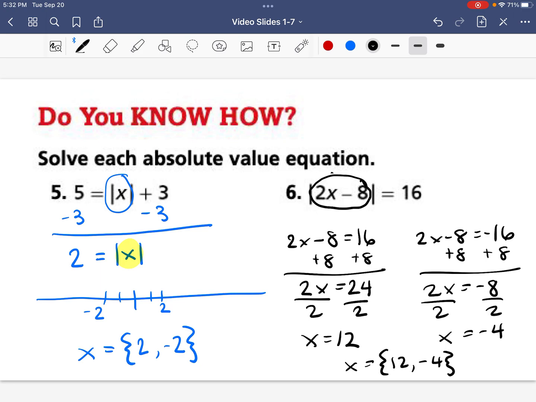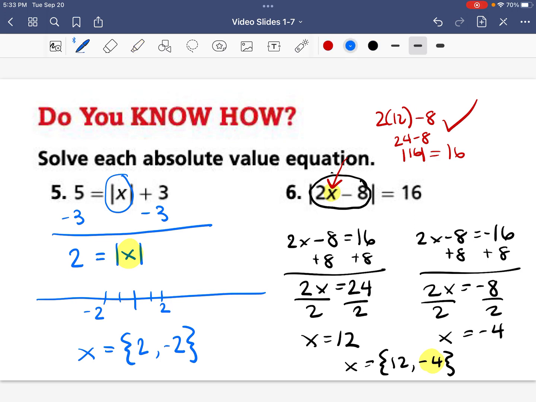Now I want to check if those are correct. So I'm going to plug in right here. I'm going to plug 12 in for that x. So that would give me 2 times 12 minus 8. What is that? That's 24 minus 8, which is 16. If I take the absolute value of 16, check. That one worked out. So now let's plug in the negative. Let's plug in negative 4 right there for x.